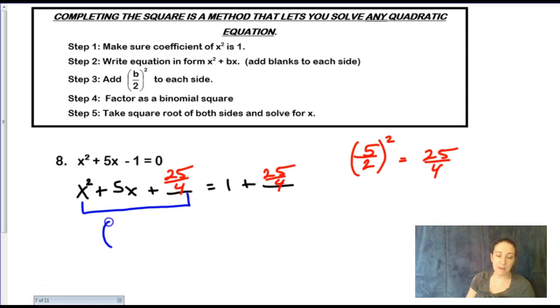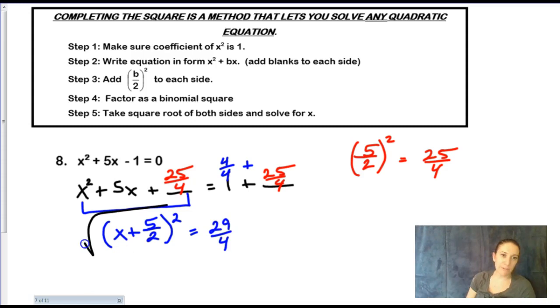The factorization pattern is still the same. It's still x and then plus half of b. So that was the 5 over 2, quantity squared. And then, 5th grader, adding 2 fractions together, they'd have to get common denominators. So 4 fourths plus 25 fourths is 29 fourths with common denominators.